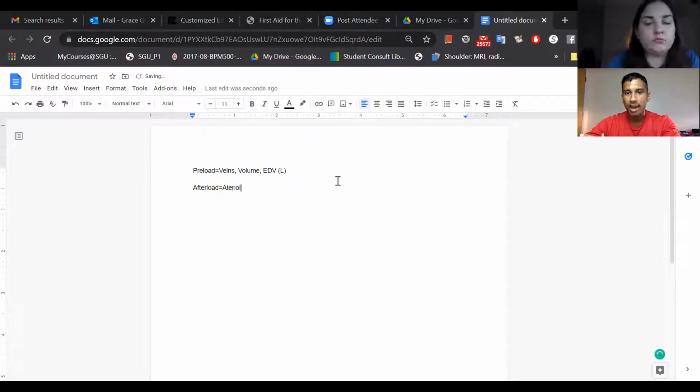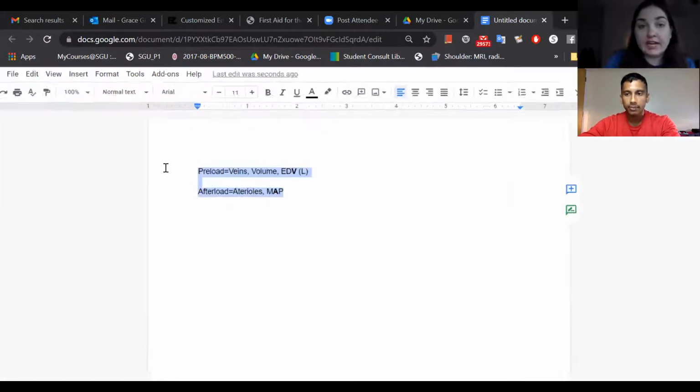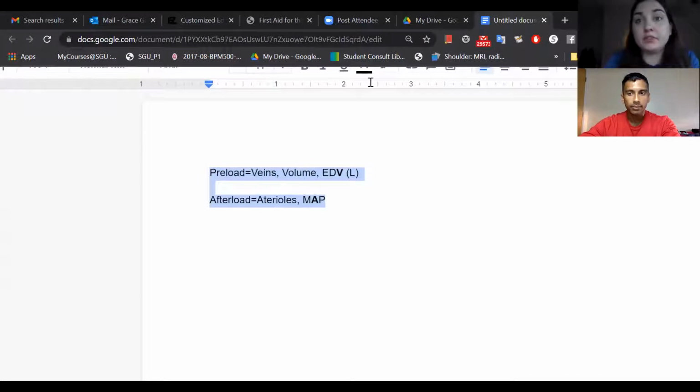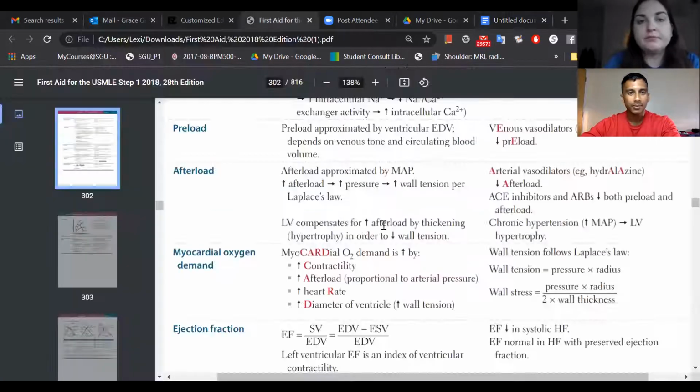Arterioles and MAP. Absolutely. And we'll highlight our little mnemonic there, right? As far as I'm concerned, that's half of understanding cardio. When you get those things down, it helps a lot. Where first aid. Okay, cool.